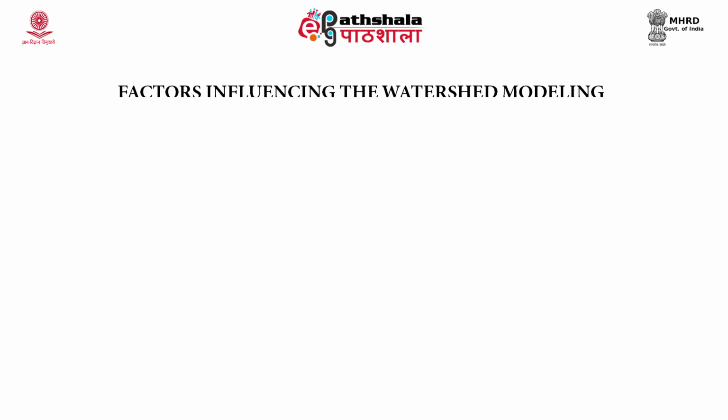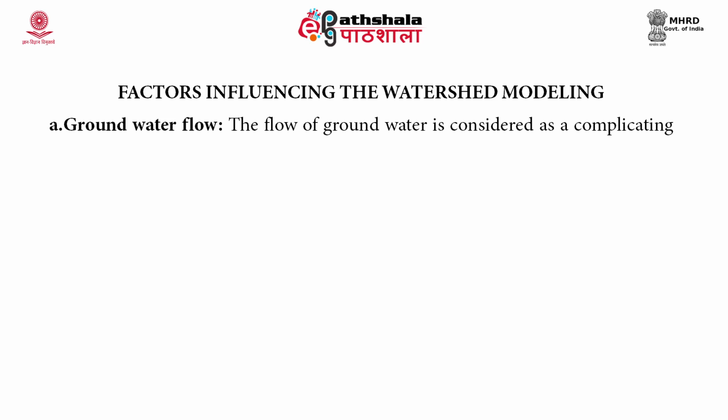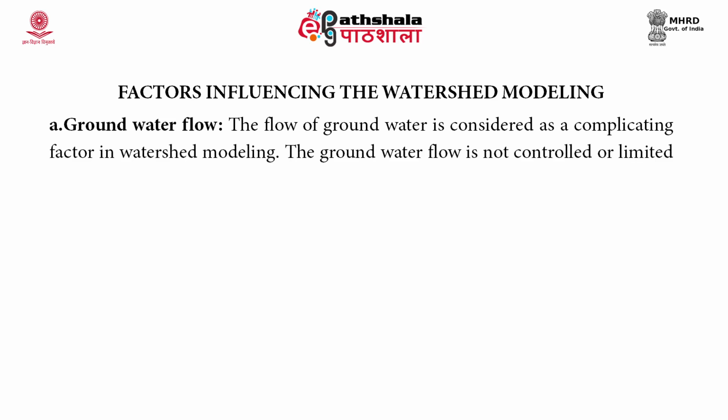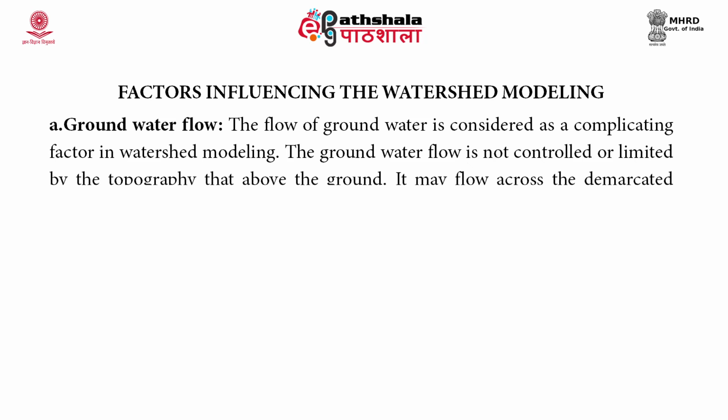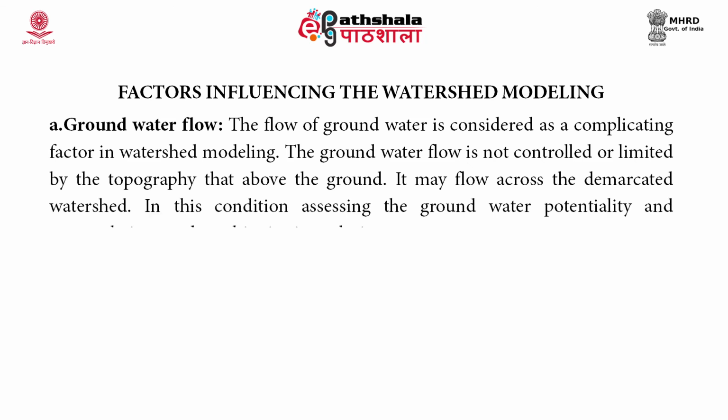Next are the factors influencing watershed modeling. The first one is the groundwater flow. The flow of groundwater is considered a complicating factor in watershed modeling. The groundwater flow is not controlled or limited by the topography above the ground. It may flow across the demarcated watershed. In this condition, assessing the groundwater potentiality and accumulation needs multi-criteria analysis.